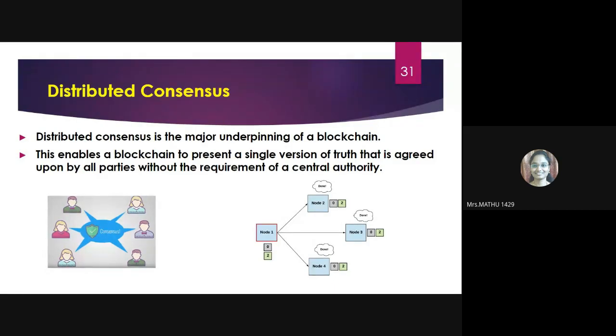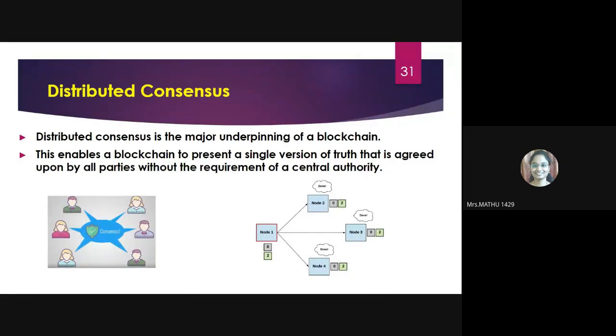Consensus is the agreement. So in a distributed system, that is, a network with several nodes, when a transaction happens, it needs to be agreed upon by all the nodes, or at least a majority of the nodes in the network. So when this distributed consensus feature is available, it means there is a single version of truth, and all the nodes will have the same data, even without the requirement of a central authority.